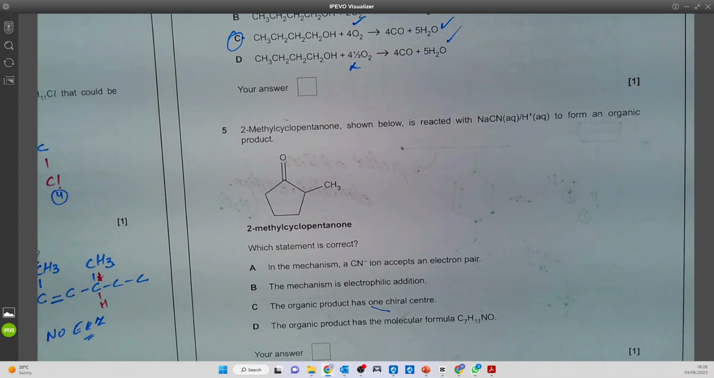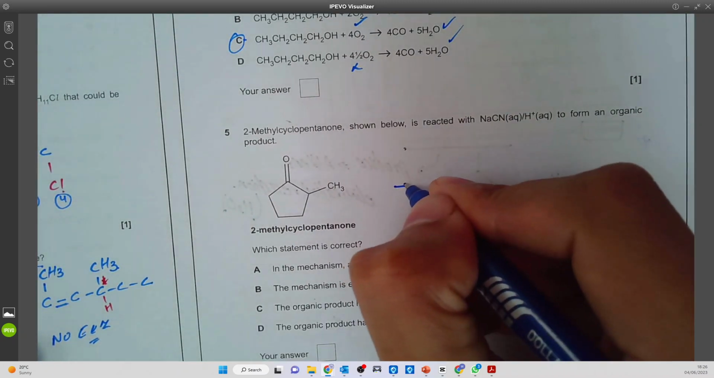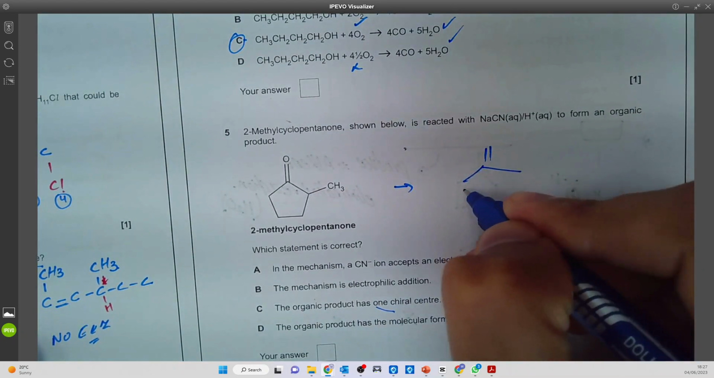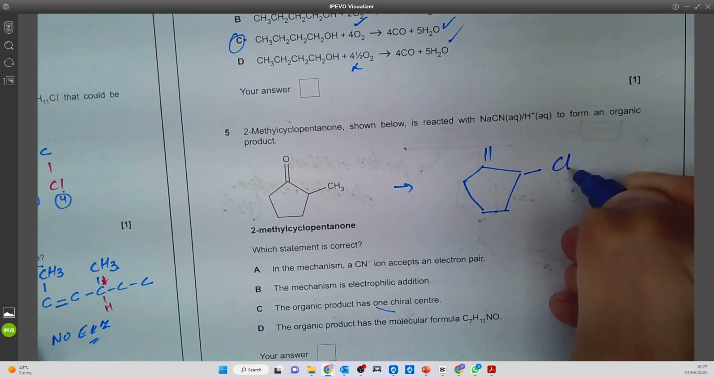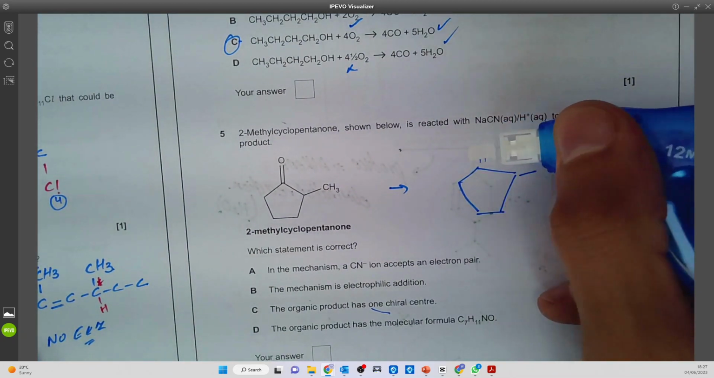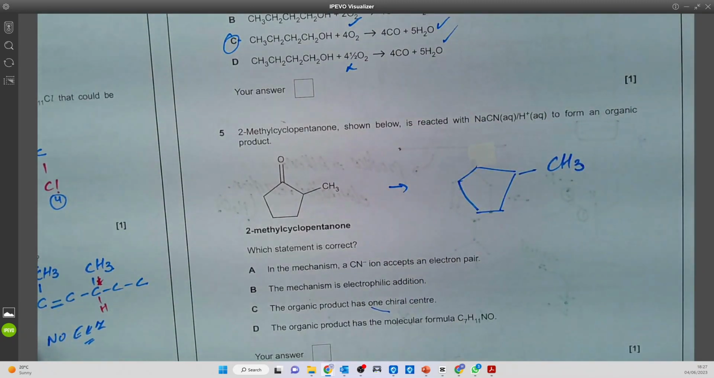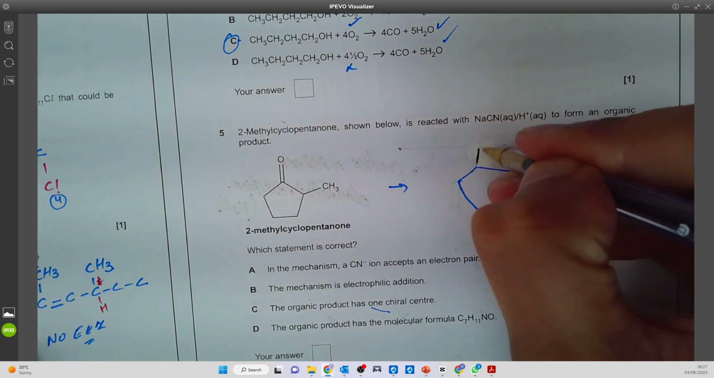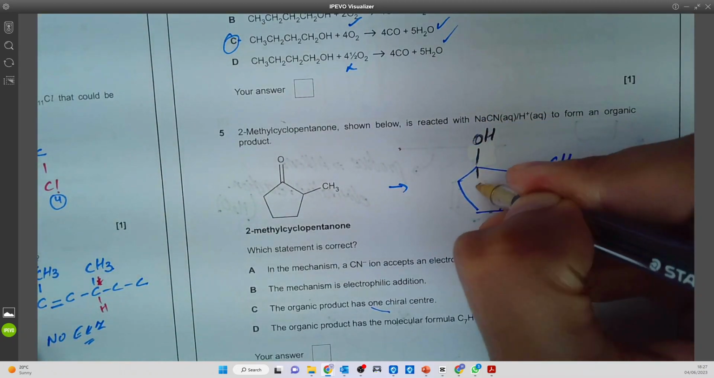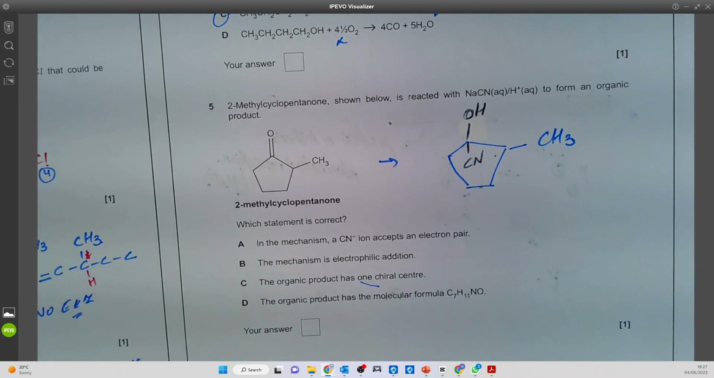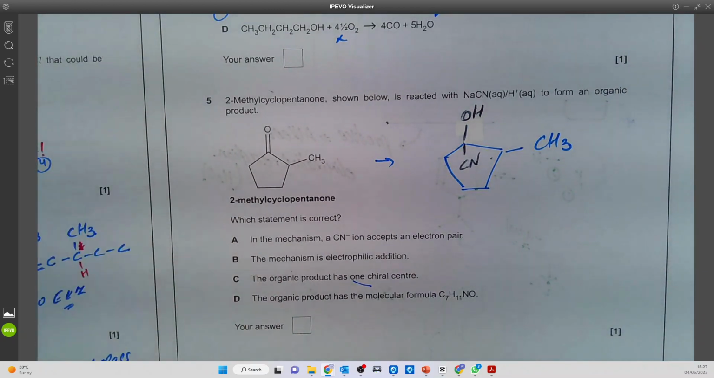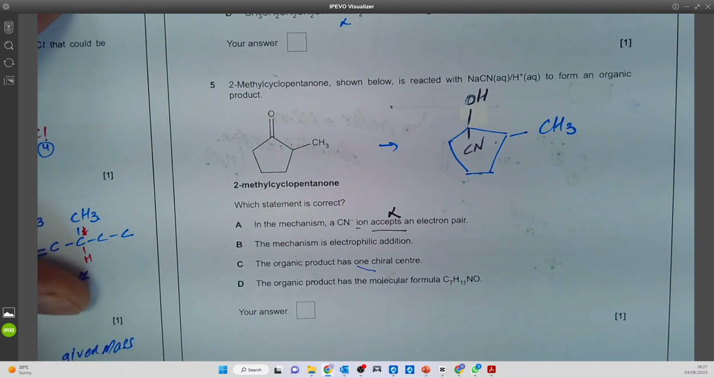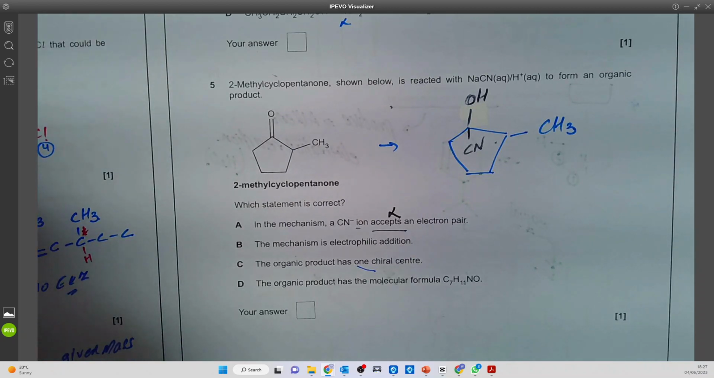Next question says 2-methylcyclopentanone shown below is reacted with sodium cyanide to form an organic product. So when you react it with sodium cyanide, what will happen? It will change into OH, and here you will have CN. It says in the mechanism a cyanide ion accepts an electron pair. Can it accept an electron pair? This is wrong because it already has surplus electrons. The mechanism is electrophilic addition. It's not, because cyanide is a nucleophile, so it is again wrong.